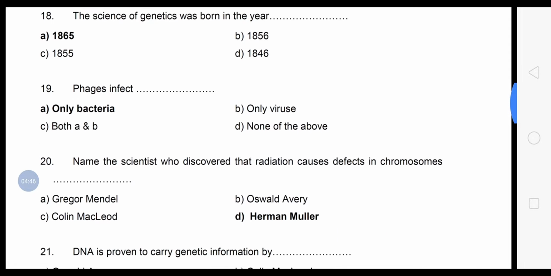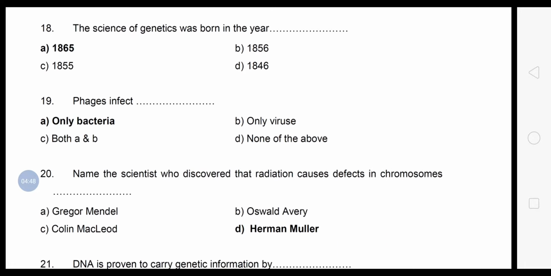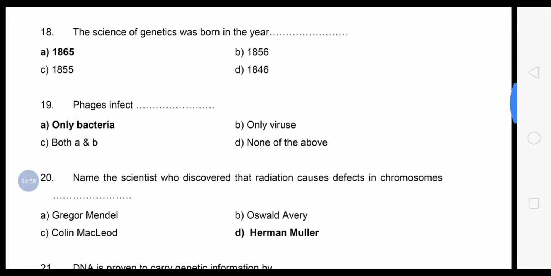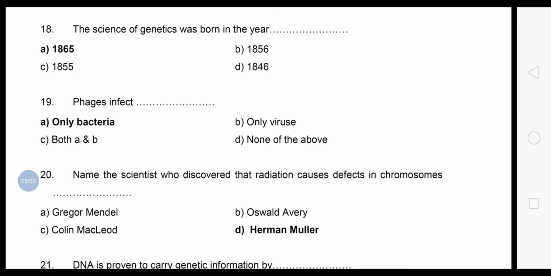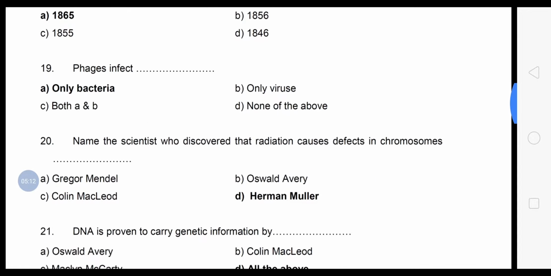Science of genetics was born in the year 1865. Why 1865? Because in 1865, Mendel published his paper in the Natural History Society of Brunn, which was published in German language. Along with that hereditary principles publication, the year 1865 is considered as the year science of genetics was born.